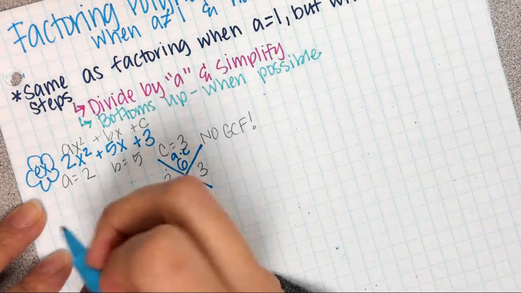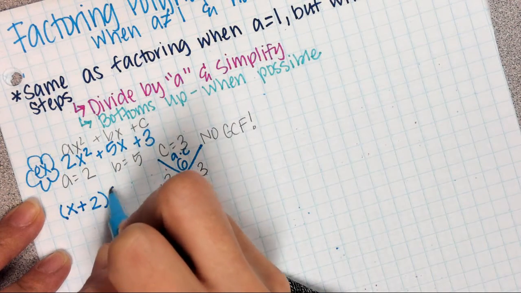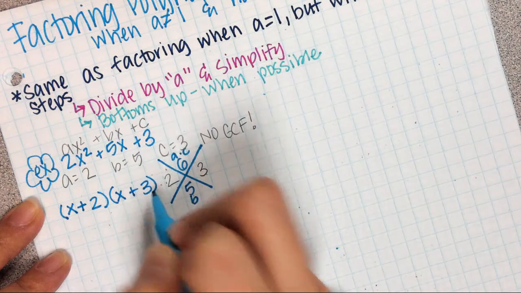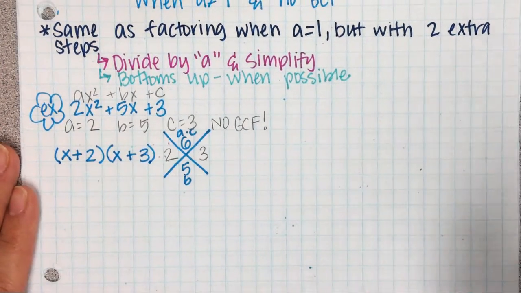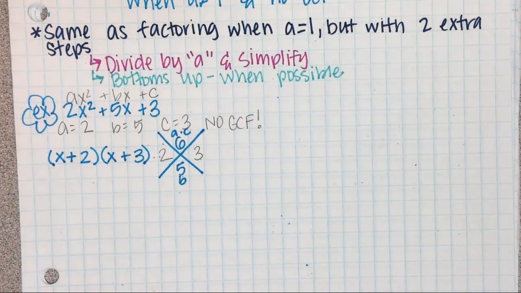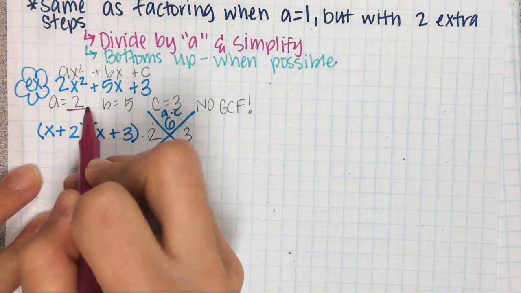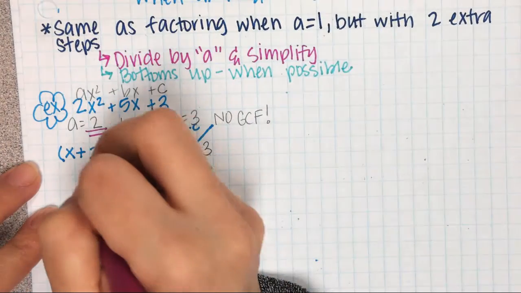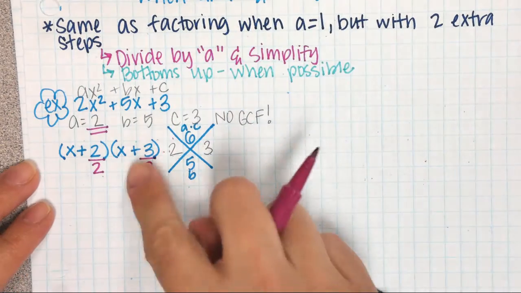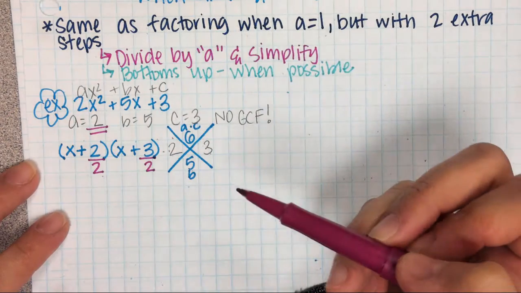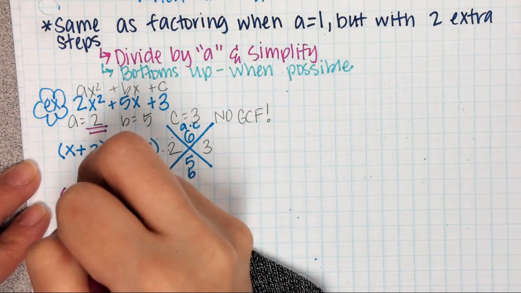So now we write it out just like we normally would. x plus 2, x plus 3. So normally we would either put the factor in the front or call it a day and say that's my answer. But now we come to these 2 extra steps. Because a is not 1, we have to go through and divide by a, in this case 2. So I'm going to divide both of those factors by 2 and simplify when I can. Well, I can simplify 2 divided by 2. That's just 1, so this becomes x plus 1.